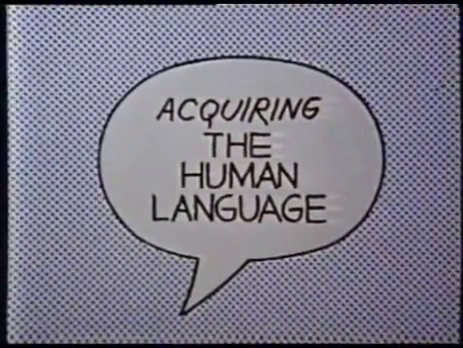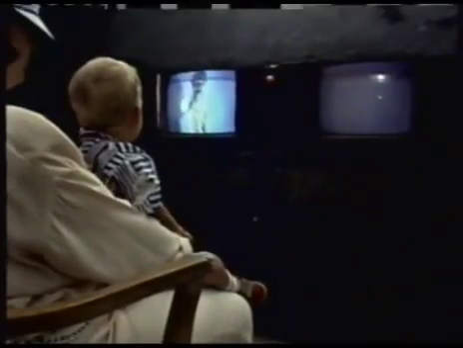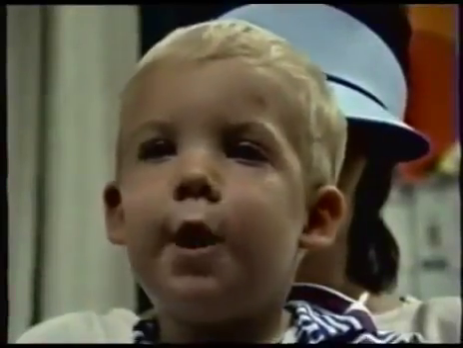This is part two of a series on the human language. How do children acquire language without seeming to learn it? In advance of experience, the child is already equipped with an understanding of the basic structure of any human language.